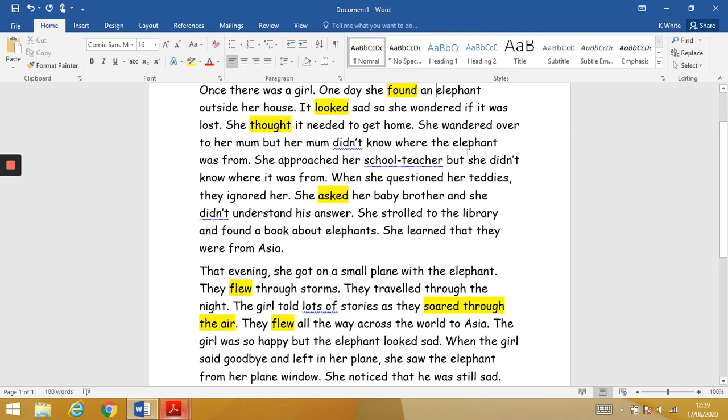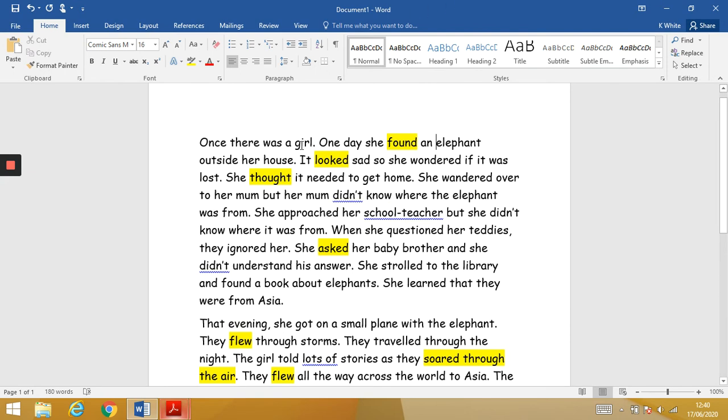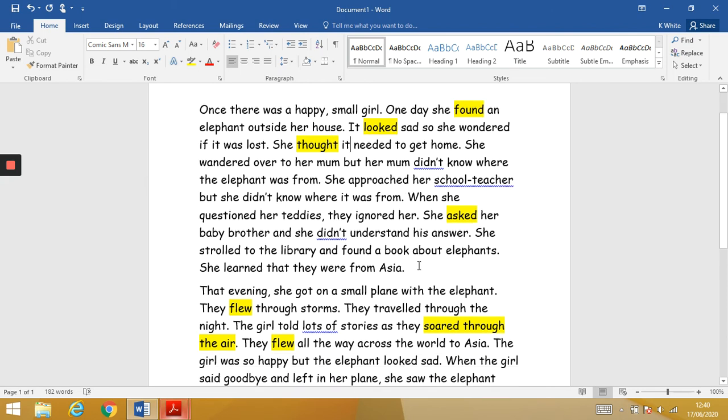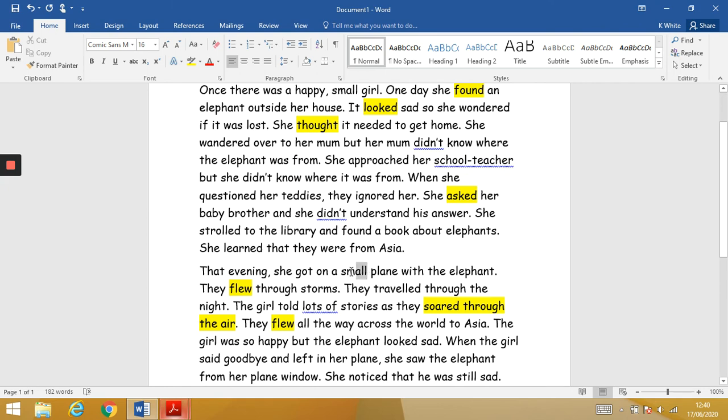And you'll notice actually something I've picked up on. I haven't got many describing words in my story, so I could go back through now and create some expanded noun phrases. This could be a little extension. So once there was a girl, so I'm going to say that she was a happy, small girl. Okay, obviously I can then think of better words, better synonyms. And I could add some expanded noun phrases for her baby brother, for the elephant, even for the plane. So I've said small here. So I could think of some synonyms for those as well.